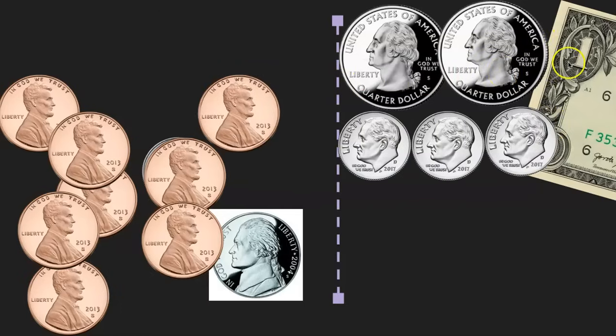Then we're going to add our dimes. So ready? $1, 25, 50, 60, 70, 80. So we have $1.80. Count it with me one more time. $1.25, 50, 60, 70, 80. Nice work.